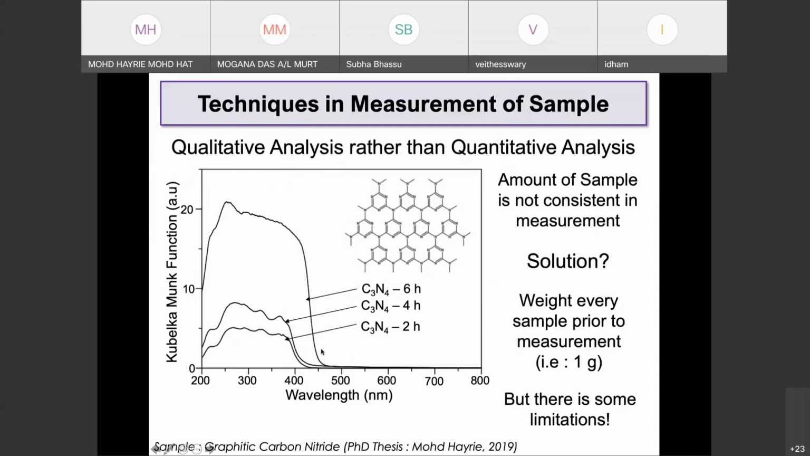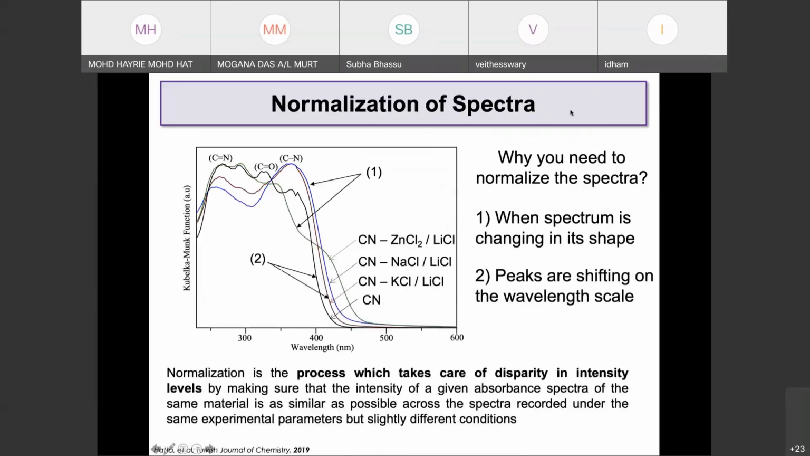In this graph, you can see that the sample, for example this carbon nitride prepared in 6 hours, has a very high intensity compared to the others. This is because of the inconsistent amount of the sample. So the solution is you have to weigh every sample, for example 1 gram for each sample. But you need to know that there is some limitation. For example, 1 gram of carbon nitride is not similar to 1 gram of titanium dioxide. So how do we solve that? We normalize the spectra.